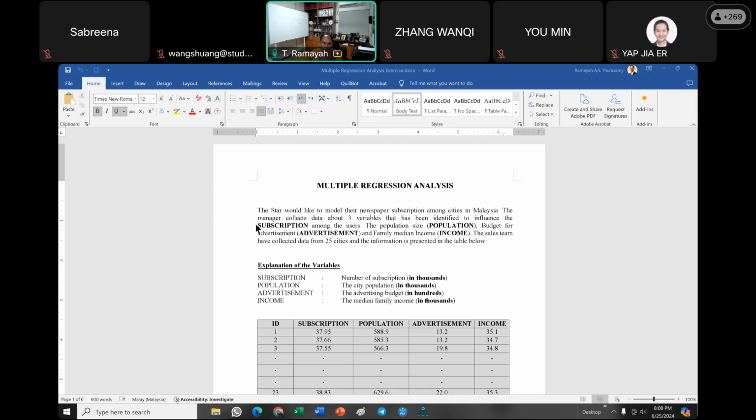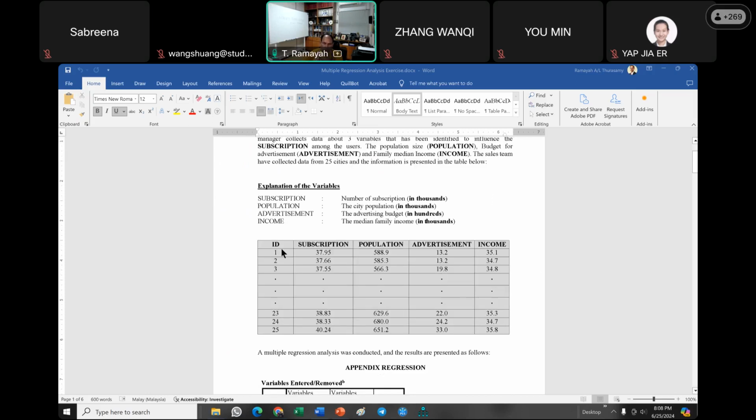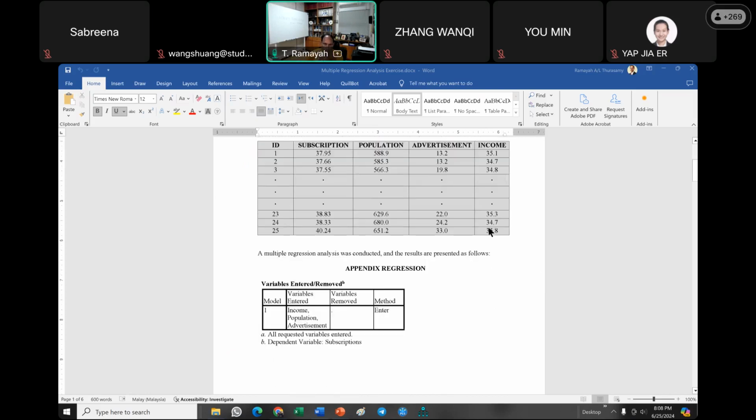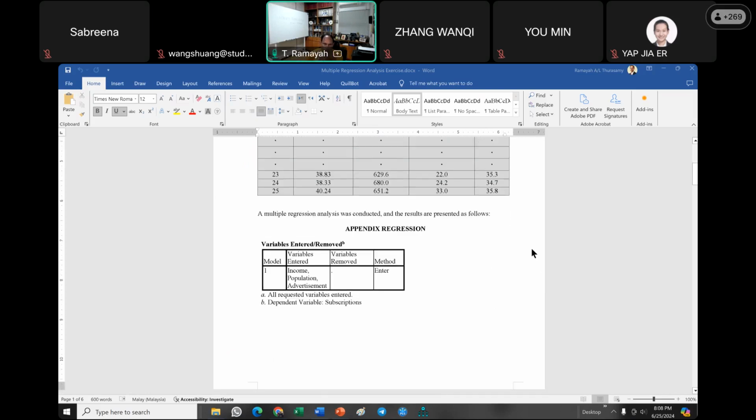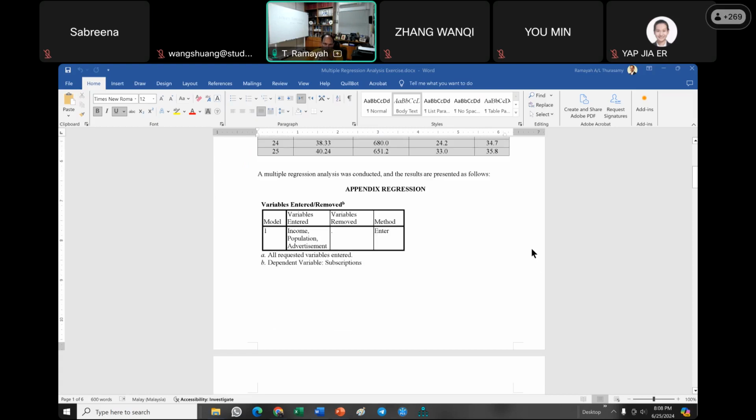Okay, those are the 4 variables in the model, and they also give you some description of the data they have collected for subscription, for population, for advertisement and income, and the numbers are stated here. Okay, explanation. Then you will be given a result, which is the appendix as multiple regression.